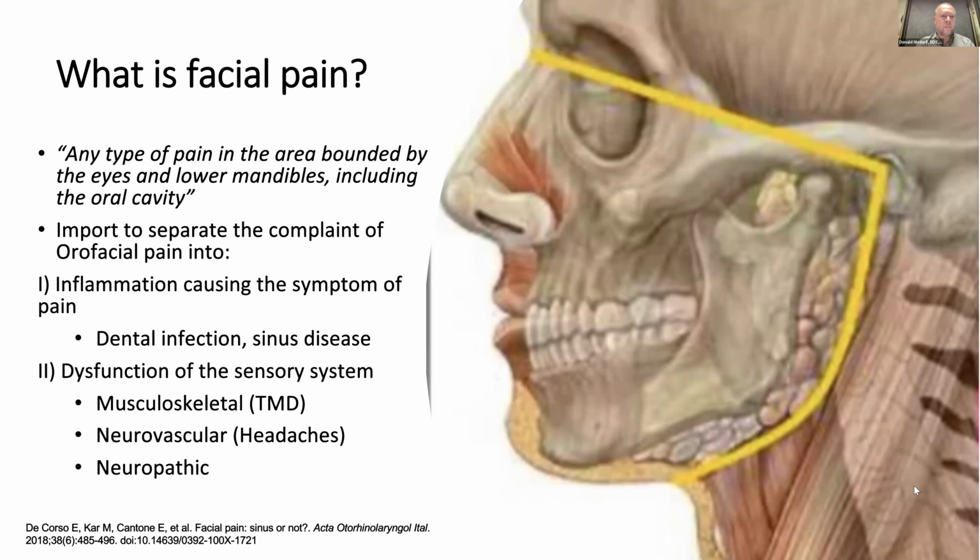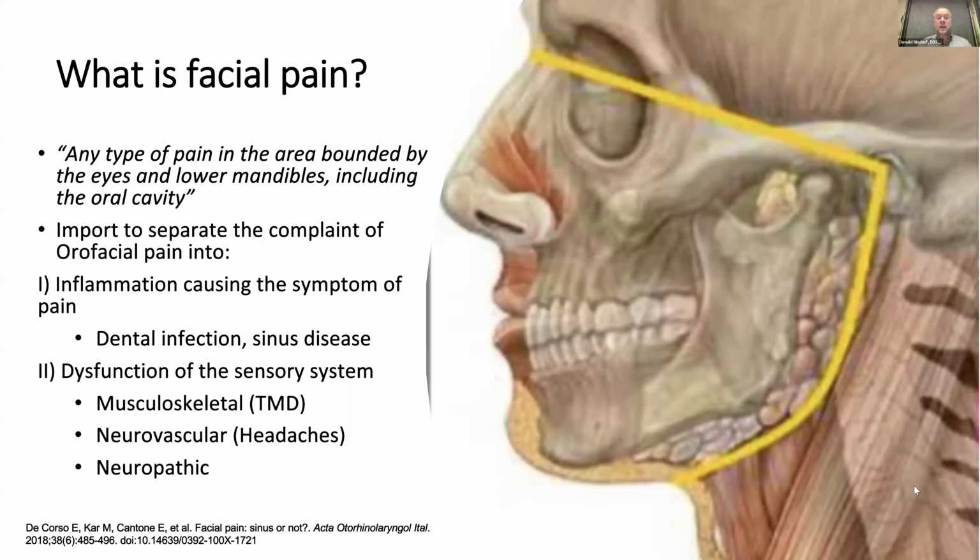And when you're thinking of facial pain, we want to think about it in two broad ways. One is inflammation or disease that is causing the symptom of pain. And things like this are what most of us think about when we think about pain in this area. And that can be like dental infections, sinus disease, and that's inflammation in this area that then gives us that symptom.